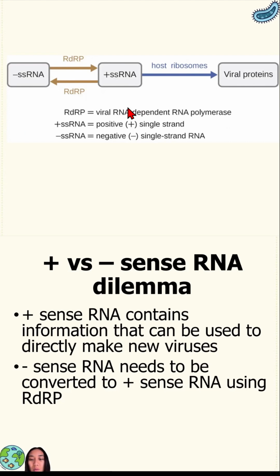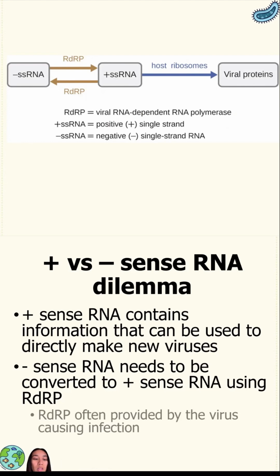And so there is this enzyme called RdRp, the viral RNA-dependent RNA polymerase, which basically converts it from the negative to positive. And then it can be used to make more viral proteins and viral components. Now, by the way, this RdRp is usually provided by the virus that is causing the infection. So if you are a negative sense RNA virus, you better have your own RdRp, or then you wouldn't be able to do anything because all of your information is written backwards. So you basically bring this enzyme that rewrites your information in the forward direction.